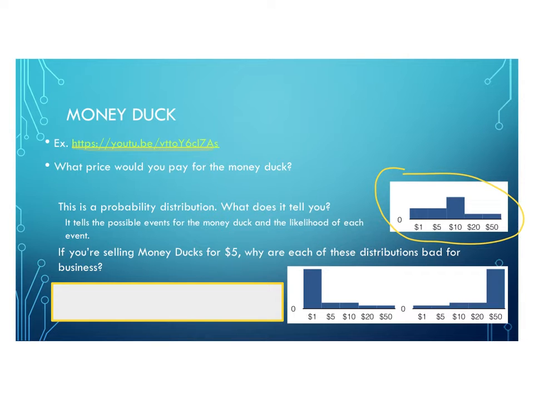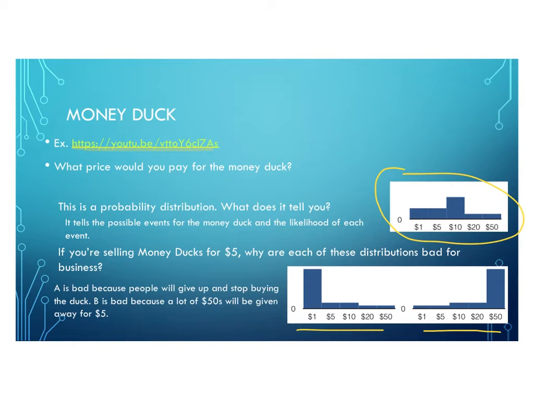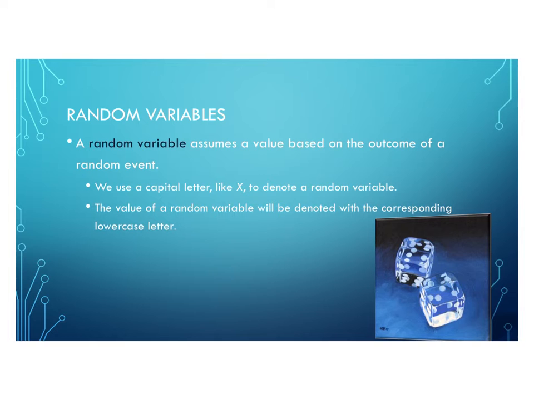So if you're selling money ducks for $5, why are each of these distributions bad for business? Why would the first one be bad? And then why would the second one be bad? Well, hopefully you're thinking in your mind, the first one is bad because people will give up and stop buying the duck because they recognize that there's only a dollar bill. B is bad because a lot of $50 bills will be given away for only $5, so the business really isn't making any money.